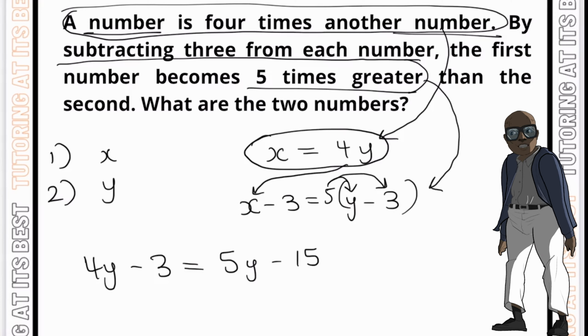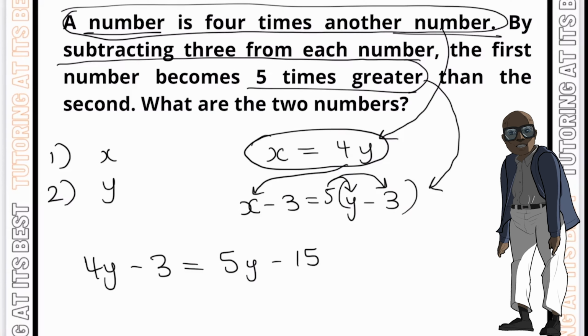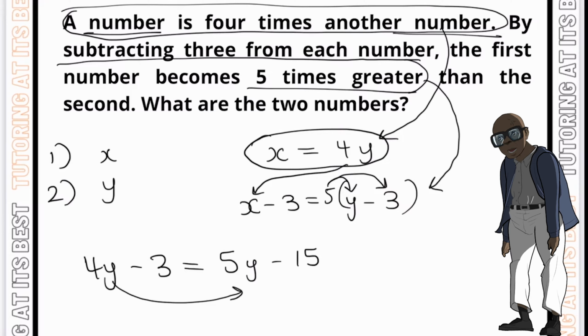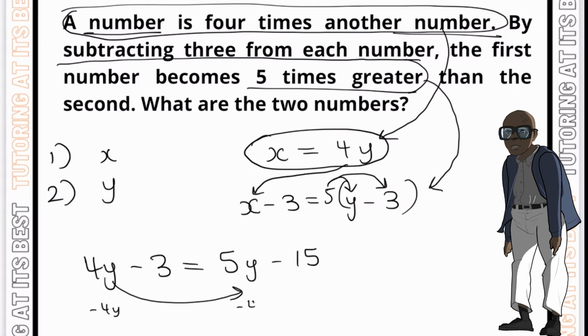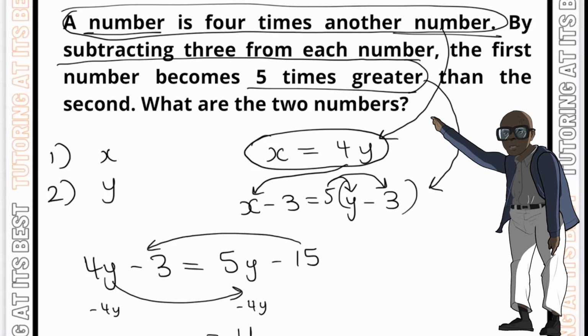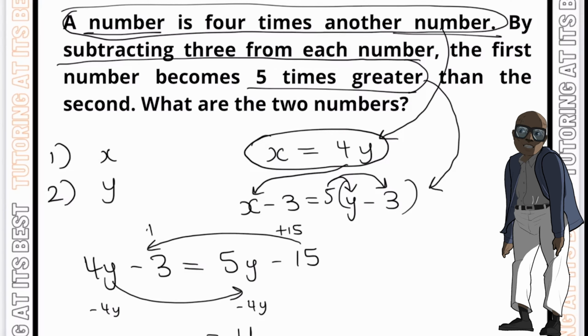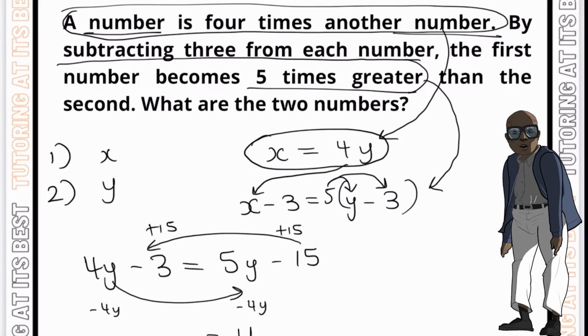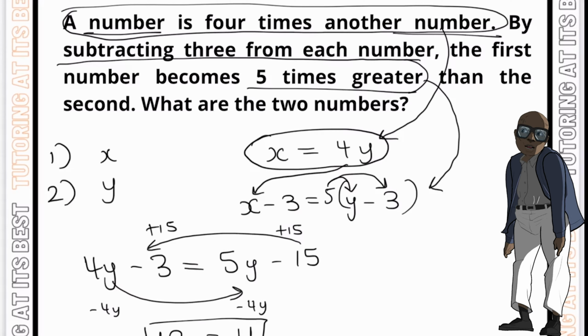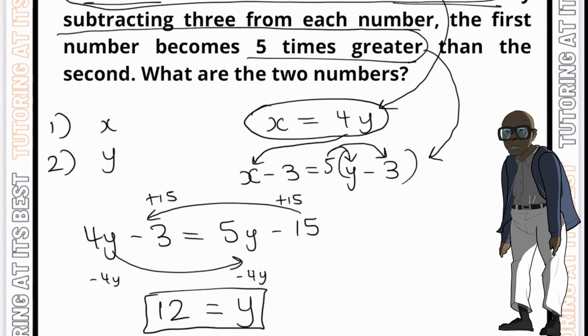And now we can solve it for y. We can take the 4y over to the other side, so we minus 4y on both sides. Now we are left with y. Then I take the minus 15 over to make it a positive 15, so I add 15 on both sides. Then we are left with 15 minus 3, which gives us 12. So now we know that our answer for y is 12.